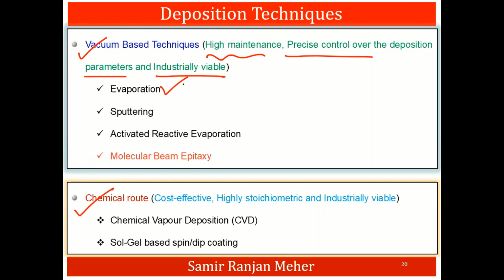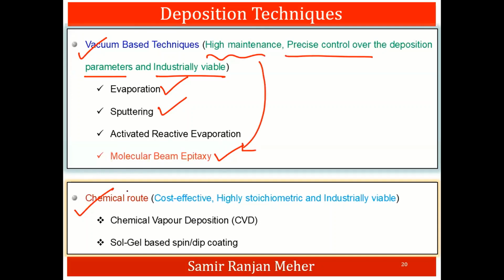A few examples are evaporation, sputtering, a hybrid of evaporation and sputtering, that is activated reactive evaporation, and molecular beam epitaxy, which is not at all cost effective. It is huge, highly expensive, and it needs heavy maintenance.